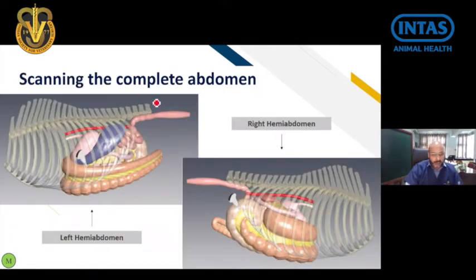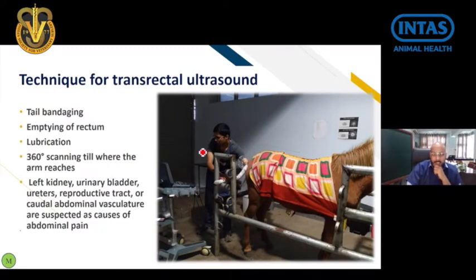Now on the left hemiabdomen, how are you going to do the scanning? You start from the caudal side and come towards the cranial side, and your direction should be dorsal to ventral. This is for the left hemiabdomen, and this is for the right hemiabdomen. Again, from caudal to cranial, you will come and do scanning from dorsal to the ventral region. This is how a complete abdominal ultrasound is performed.